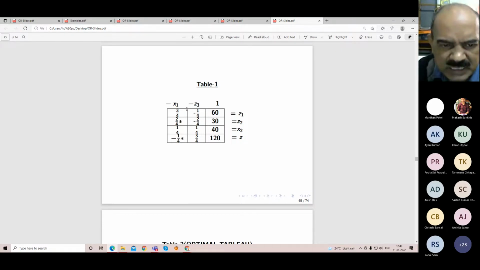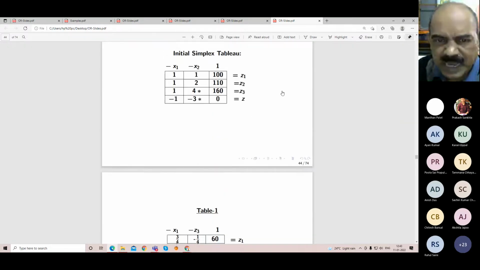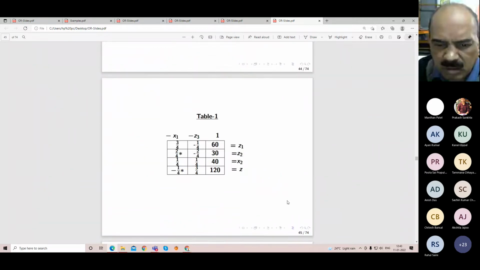The value of the non-basic variable X1 equal to 0, Z3 also equal to 0. The value of the basic variable Z1 equal to 60, Z2 equal to 30, X2 equal to 40. With respect to this, earlier the value of Z was 0. Now the value of Z equal to 120. So we have improved or not? Earlier it was 0. Now it is 120. We have improved. How much we have improved? We have improved 120 unit.